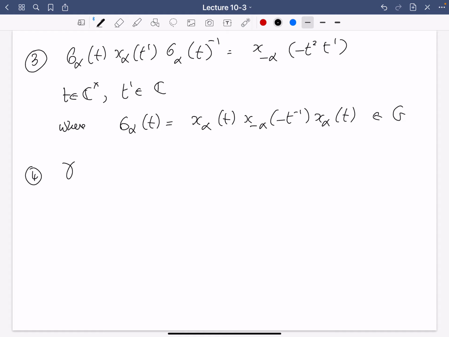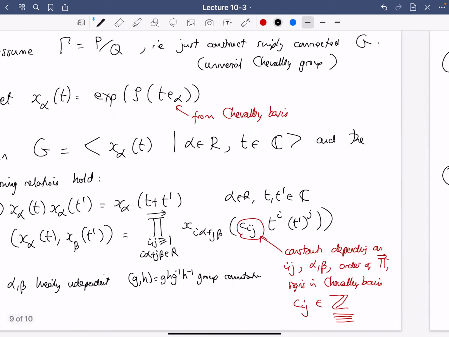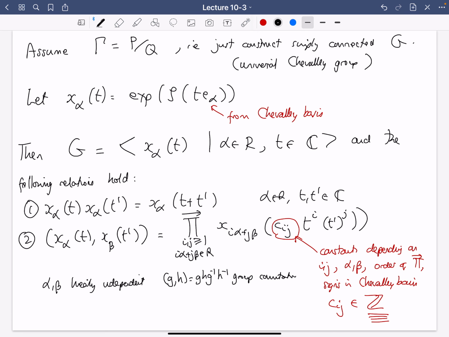And finally, gamma alpha of t, gamma alpha of t prime is gamma alpha of t t prime. This is for non-zero scalars t and t prime, where now gamma alpha of t, well, that was the diagonal matrix that we were calculating last time. So that was sigma alpha of t, sigma alpha of minus 1. So all those kind of crazy formulas are appearing here. So you check all of those relations, 1, 2, 3, 4. Okay, so this is the wonderful one. This one here is called the Chevalley commutator formula.